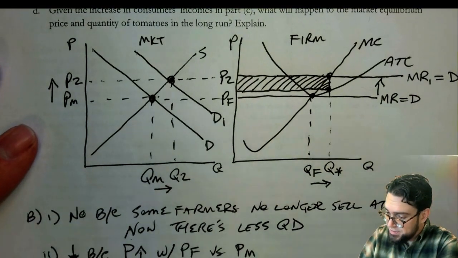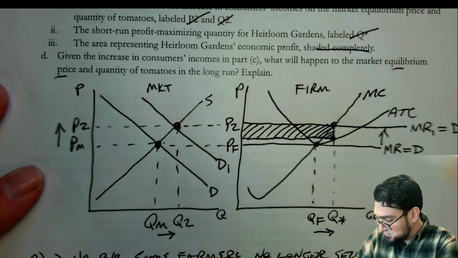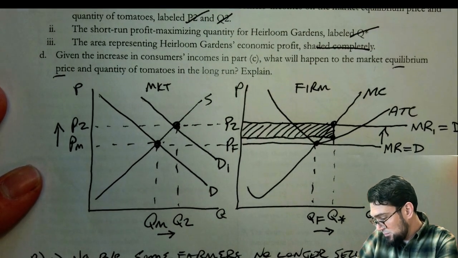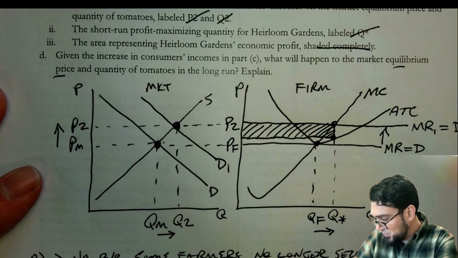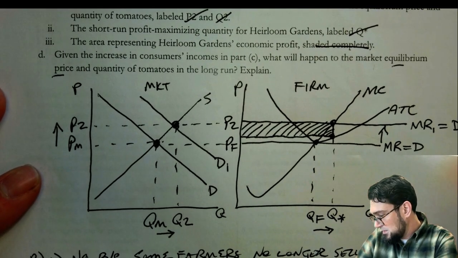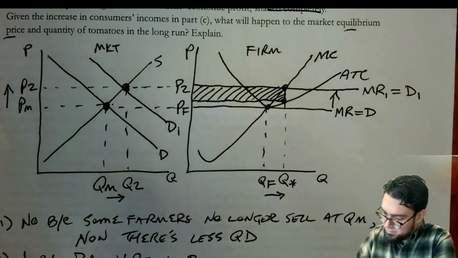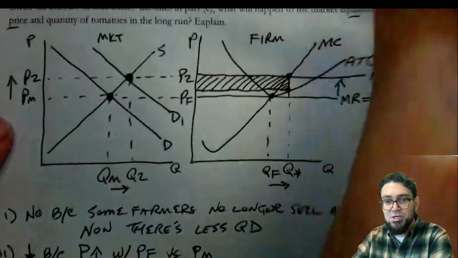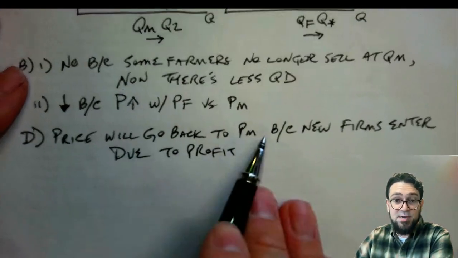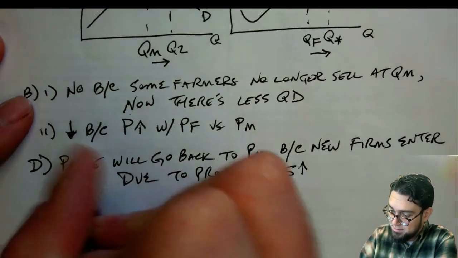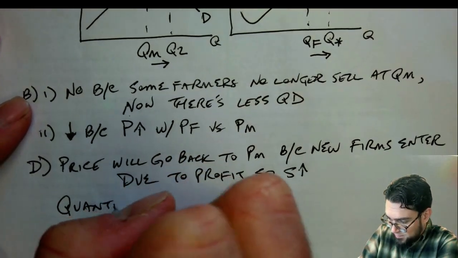And so our answer here is going to be, what's going to happen to the equilibrium price? Price will go back to P sub M because new firms enter due to profit. Make sure, oops, sorry, you can't read what I'm writing. Price will go back to P sub M because new firms enter due to profit. So supply increases. Quantity, right?